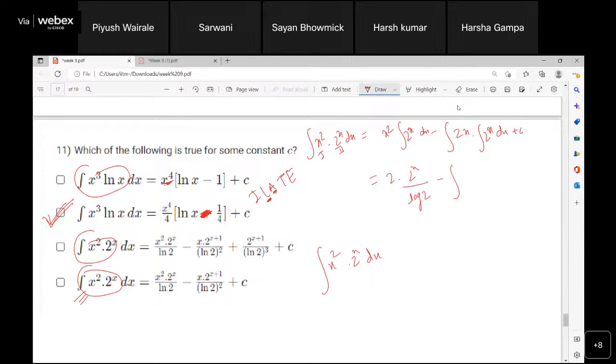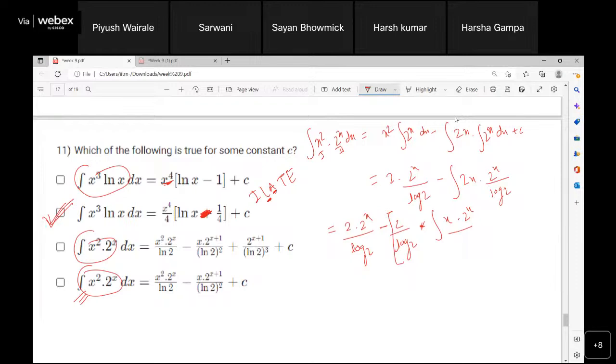Minus 2x into 2 to the power x upon log of 2. So I will get 2 into 2 to the power x upon log of 2, minus 2 log 2 constant. Again minus the integral of x into 2 to the power x. So again we have to apply integration by parts here. In this case, this is not minus, this is into. This is minus.